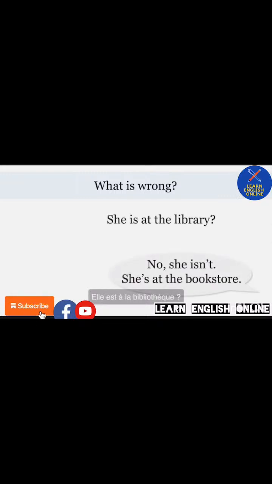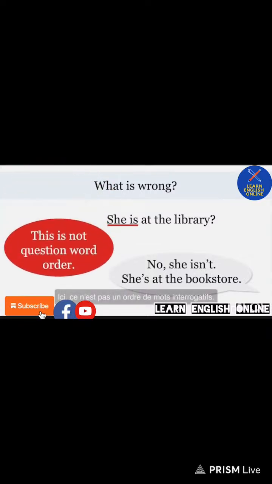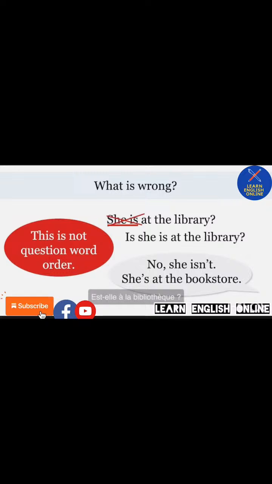What is wrong? She is at the library? No, she isn't. She's at the bookstore. Right here. This is not question word order. So this is incorrect. We have to switch this or reverse the order. Is she at the library? Is she at the library? No, she isn't. She's at the bookstore. Okay?